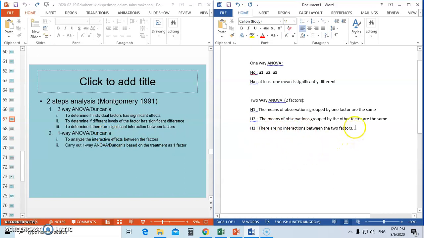After we have done this, we can also do a multiple means comparison test to determine which of the different levels of the first factor are the same or significantly different, similar to the second factor. And then for the interaction, in order to explain the interaction, it is easier to do a one-way ANOVA and also a multiple means comparison test, and then we can describe the interaction between the two factors.